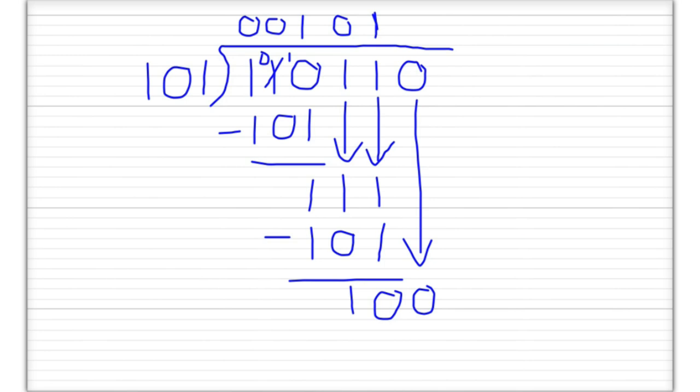And we have 100. Sorry, not 100, it's binary. We have 1 0 0. That is not greater than or equal to 1 0 1. It's less than 1 0 1. So that means we put a 0 up here, and we've used up all of these digits, which means that we have a remainder. So the answer is 1 0 1 0 with a remainder of 1 0 0.